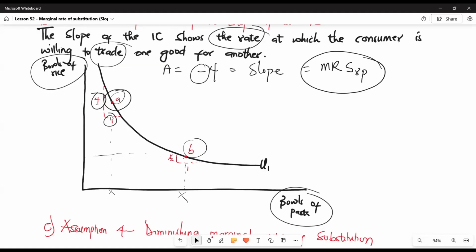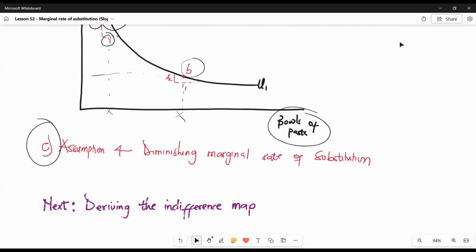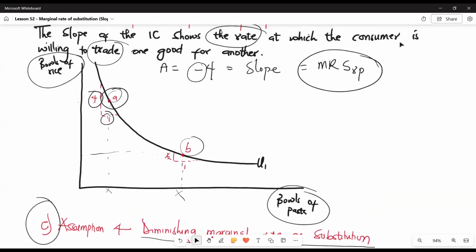This brings us to another assumption. This new assumption is the assumption of diminishing marginal rate of substitution. Let's look at our curve again. We see from this curve that the slope is not the same along the indifference curve. Around bundle A, Ella has more rice. So for example, we can say that Ella has 20 bowls of rice and 2 bowls of pasta. Because she has more rice than she has pasta, she may be willing to give up 4 bowls of rice for an extra bowl of pasta.